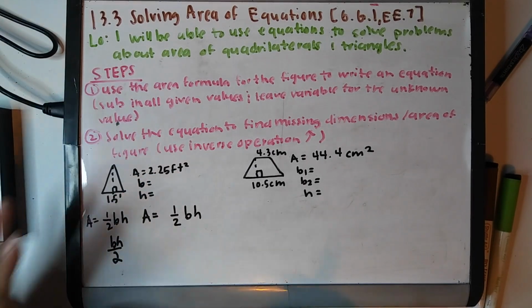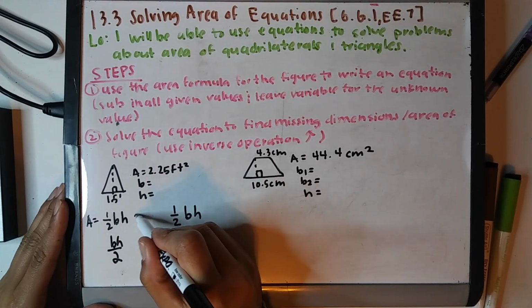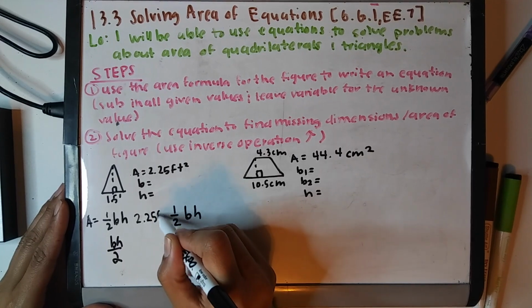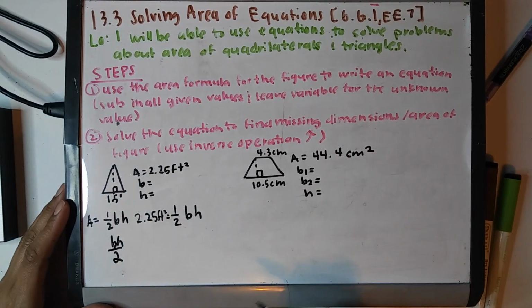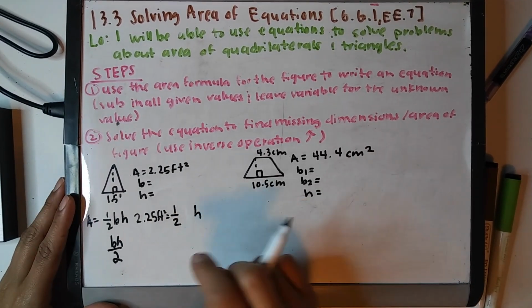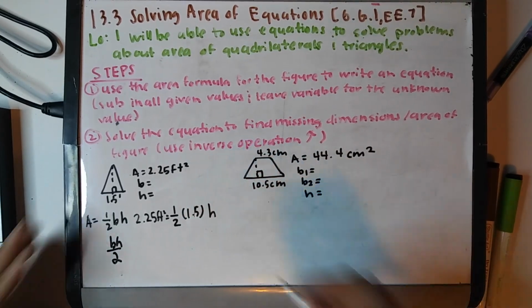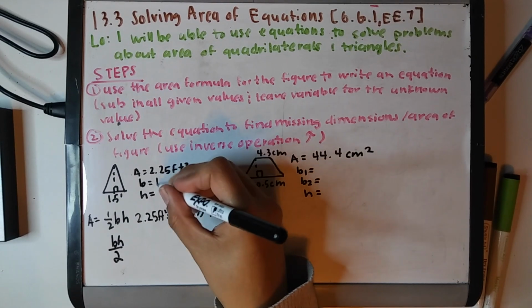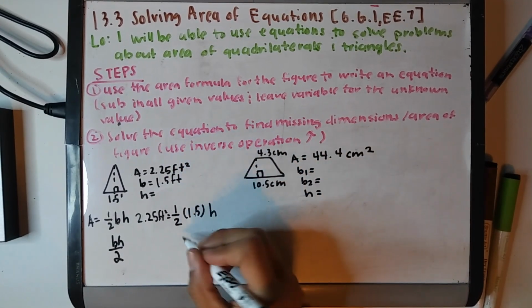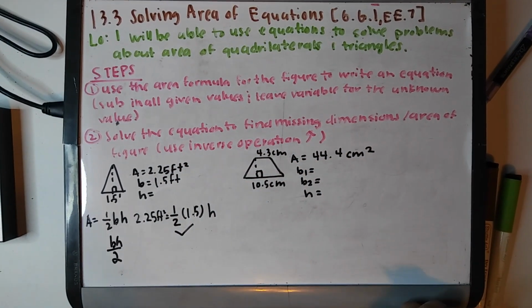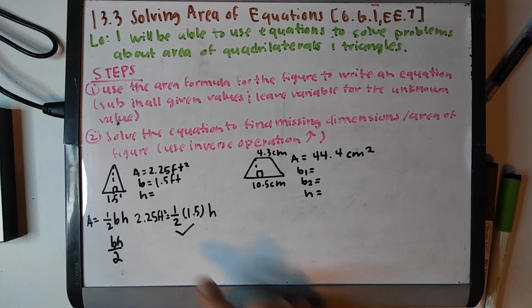So do I know my area? Yes, it's given to me. So instead of the A, I'm gonna write 2.25 square feet, equals, and then do I know my base? Yes, it's 1.5. So times 1.5. Do I know my height? No, that's unknown. That's what I'm trying to figure out. So I'm gonna write 1.5 feet right here. So then I have 1/2 times 1.5.